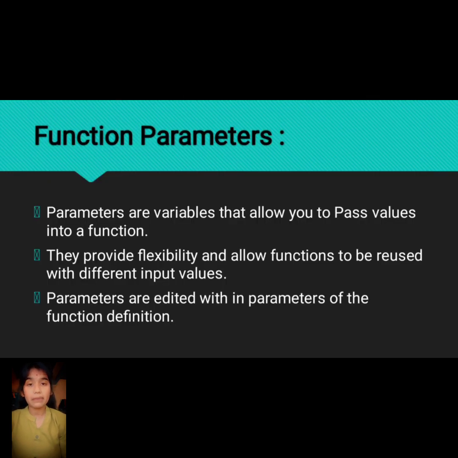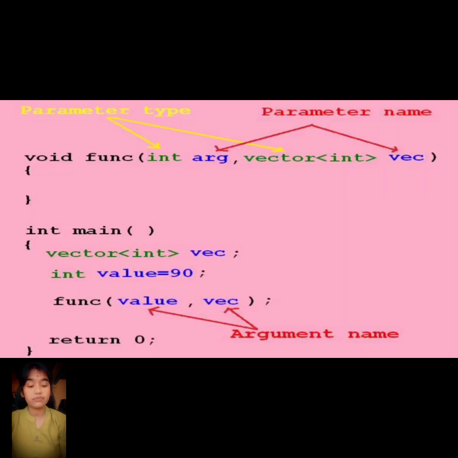Function parameters. Parameters are variables that allow you to pass values into a function. They provide flexibility and allow functions to be reused with different input values. Parameters are defined within the parentheses of the function definition.